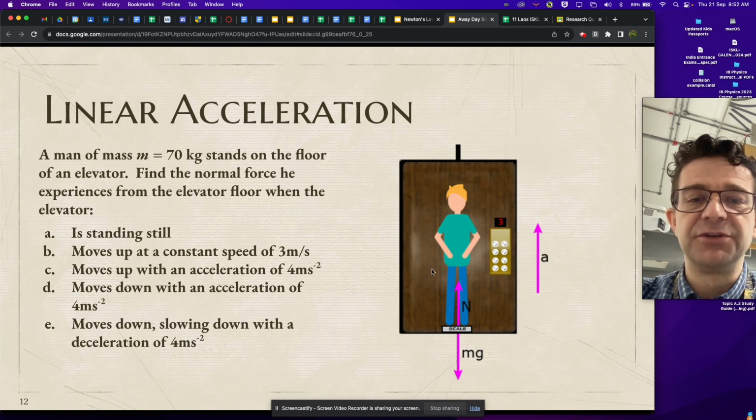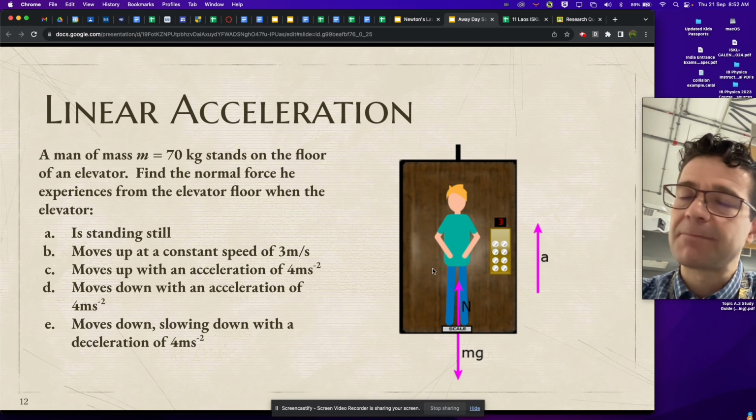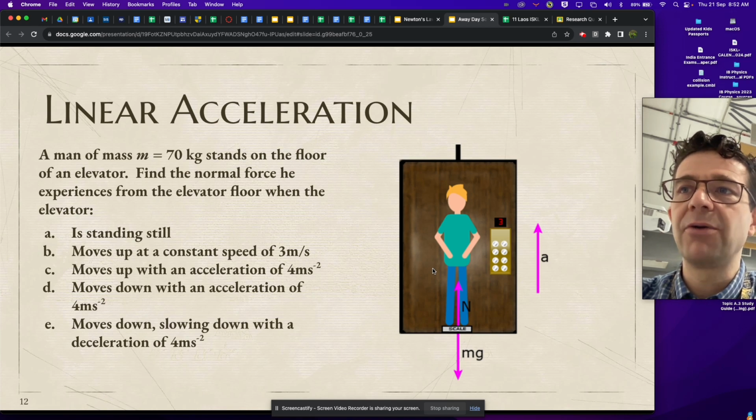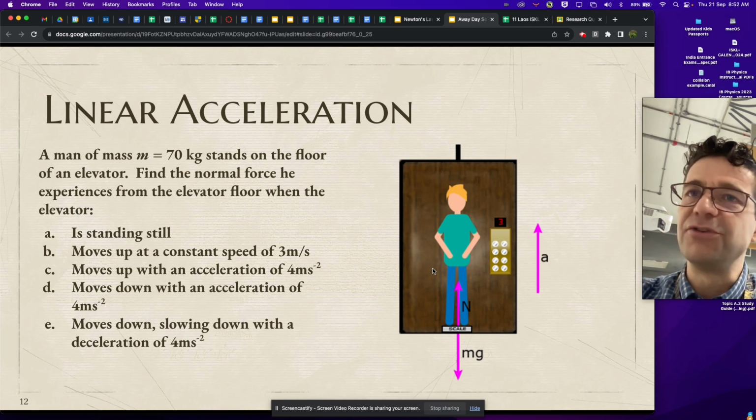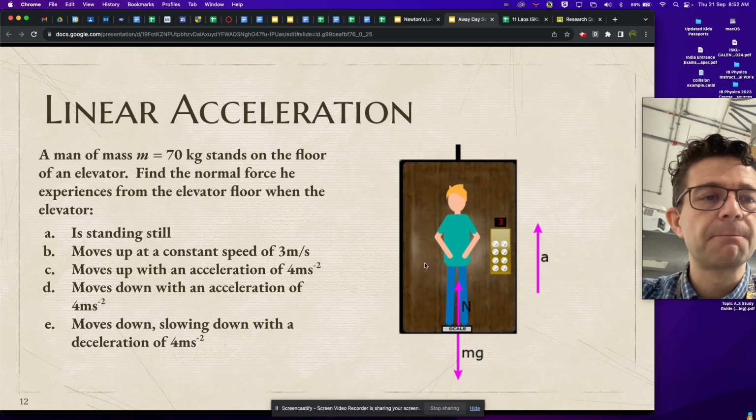And what you're going to do is you're going to bring this into your elevator. We may do this as a demo at some point. You can certainly do it in the elevator in your own building if you don't mind embarrassing yourself when you arrive at the ground floor. And we're going to take this man, mass of 70 kilograms, standing on the floor in the elevator on a scale.